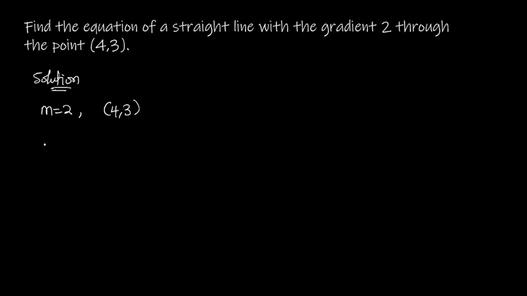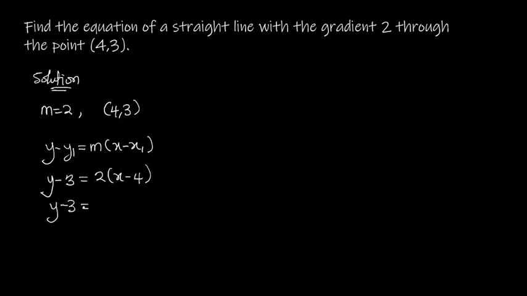Alright, so for this case, I'm just going to straight ahead use the second method. So y minus y1 is equal to m into bracket x minus x1. So from here, all I need to do is to substitute my values. So I have y minus, my y1 is 3, is equal to m, which is 2, into bracket x minus my x1, which is 4. So over here, I have y minus 3 is equal to, I expand this bracket, I have 2x minus 8.